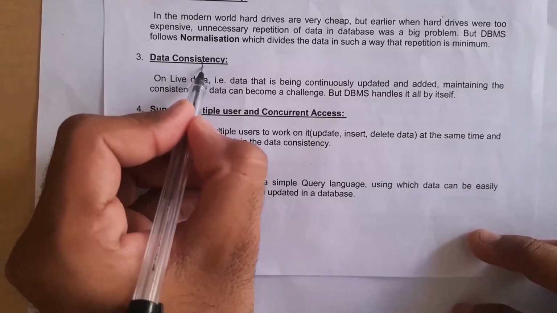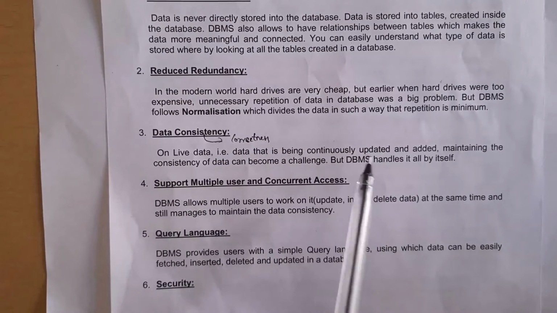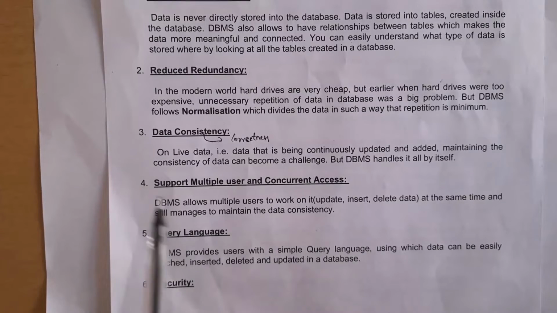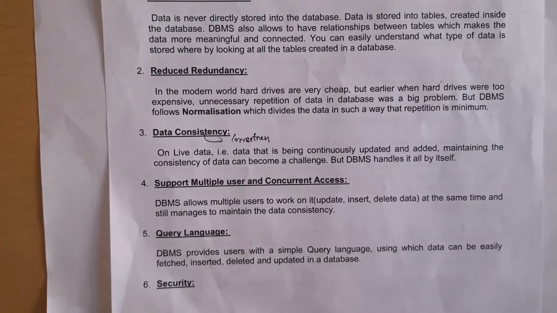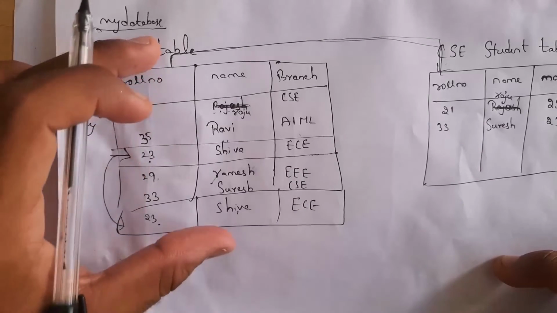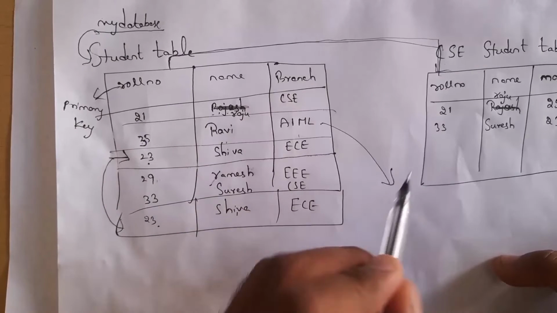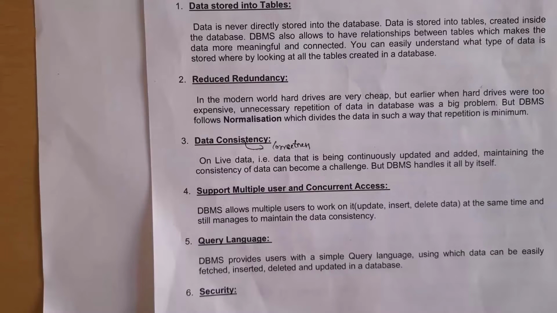Meaning of consistency is correctness. On live data, data that is being continuously updated and added, maintaining the consistency of a data can become a challenge. But DBMS handles it all by itself. Guys, in database we will store huge amount of data. So maintaining correct data inside database is one of the challenging tasks. For example, I changed this roll number 25 to 35. Next time when I open the same table, then it should display roll number 35, name Ravi and branch aiml. So it should display correct information. So database management system will maintain correct data in database.